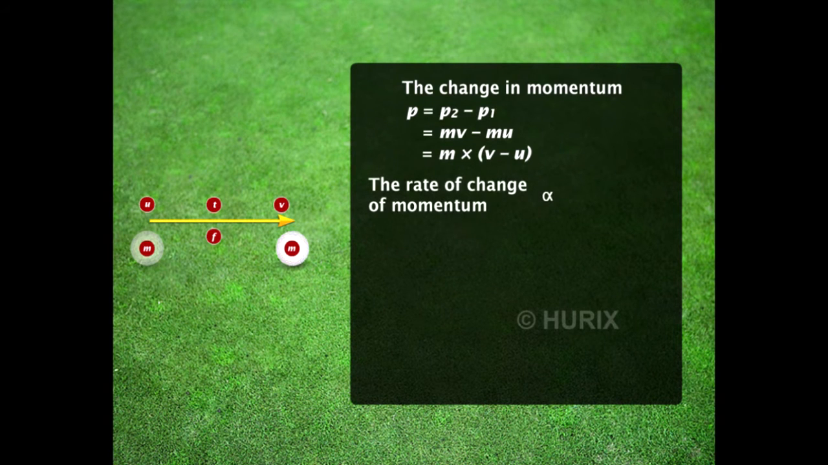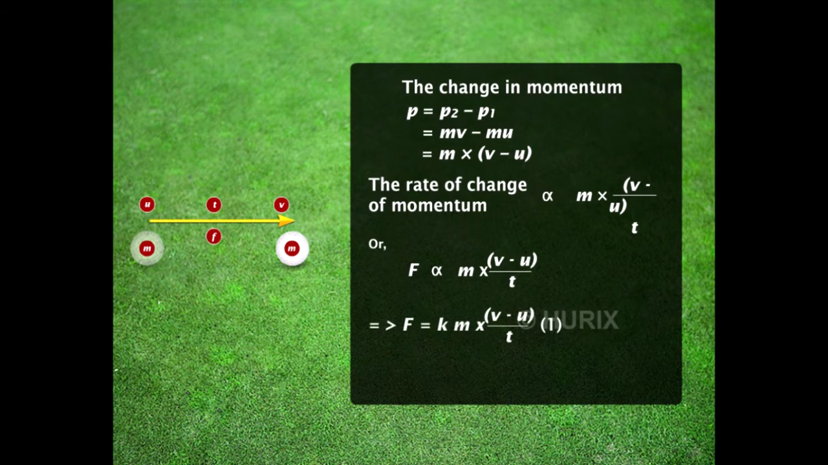The rate of change of momentum is directly proportional to m multiplied by (v minus u) divided by t. Since force is proportional to the rate of change of momentum, the applied force F is directly proportional to m multiplied by (v minus u) divided by t. In other words, force equals K multiplied by m times (v minus u) divided by t.